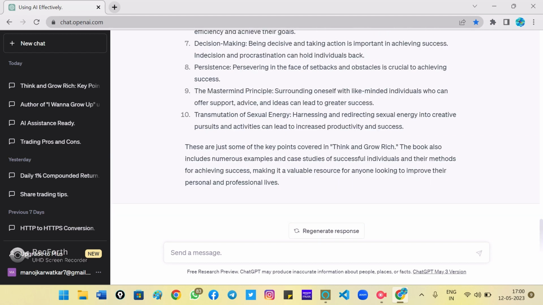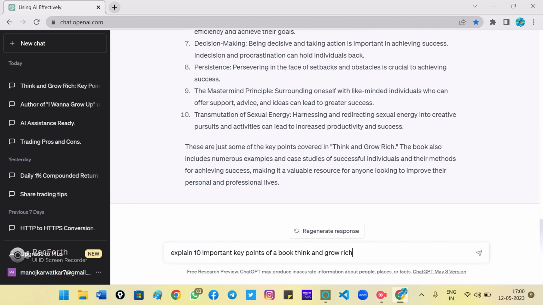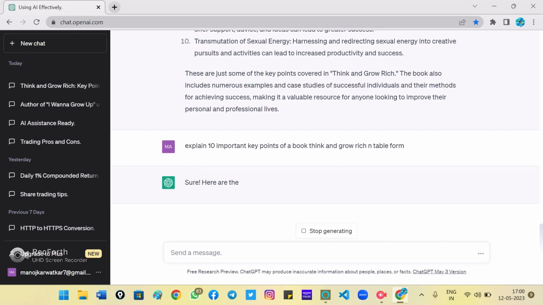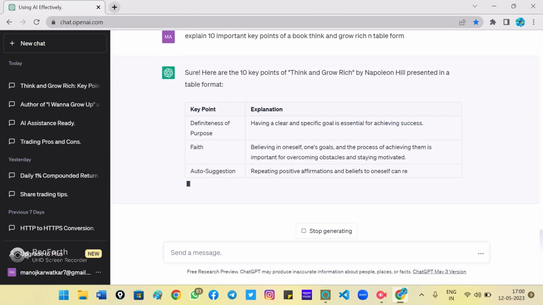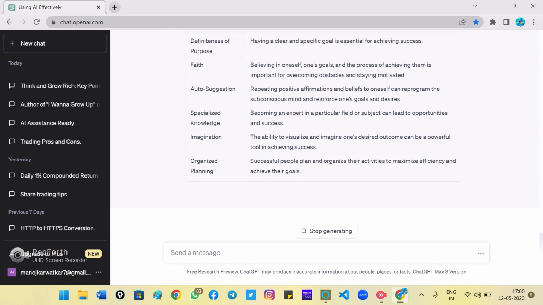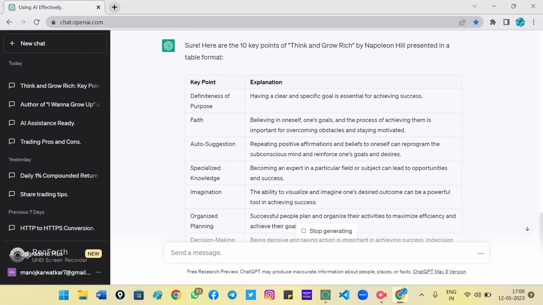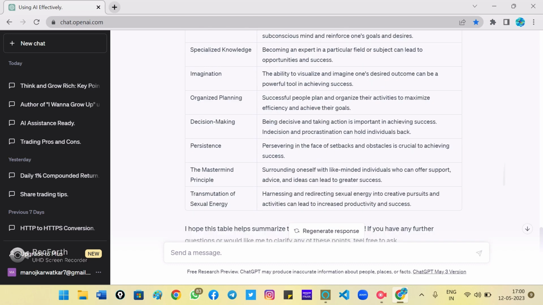Same question I would be asking if I had asked like this: Explain 10 important key points of the book Think and Grow Rich in table form, and see what happened. So the AI system is forming the table already, and we can see the key points here. So anything we can do, anything. Just the query or the question that you are asking must be very clear and genuine. It is up to you how creative you are in asking.